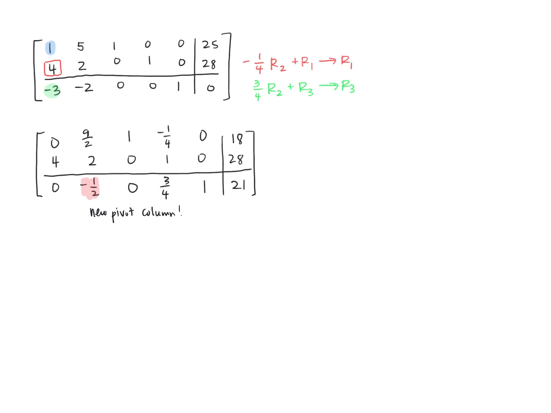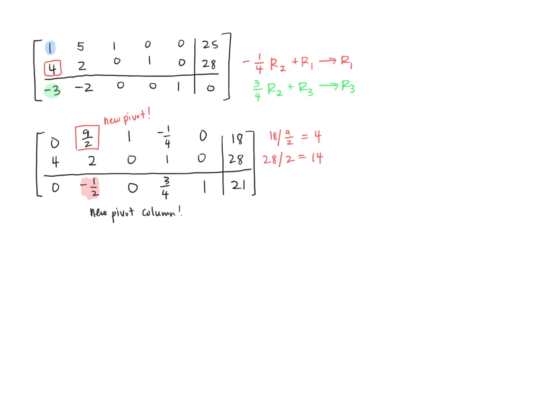Now I have to figure out my pivot row. And so to remember to find the pivot row, you divide the constant by the element in that row. So 18 divided by 9/2, and that would be 4. And then we have 28 divided by 2, and that would be 14. And so you pick your row based on the lowest of your test ratios. So 4 is smaller than 14. That means that 9/2 is going to be my pivot. So here is my new pivot.